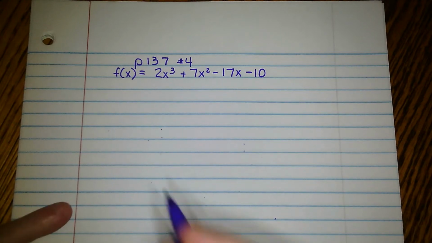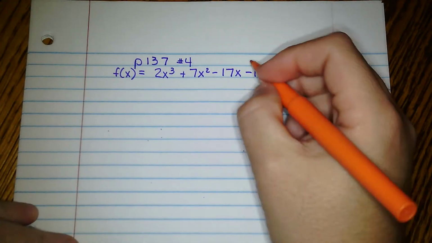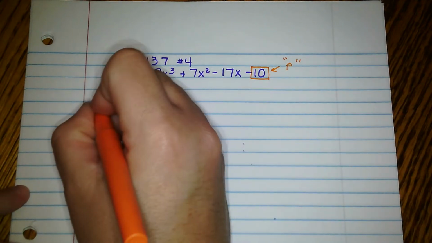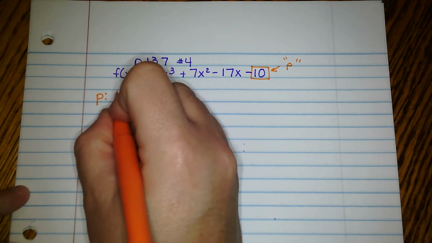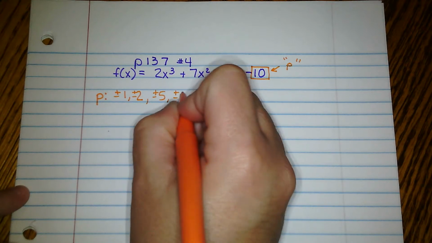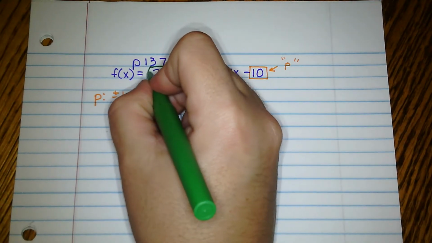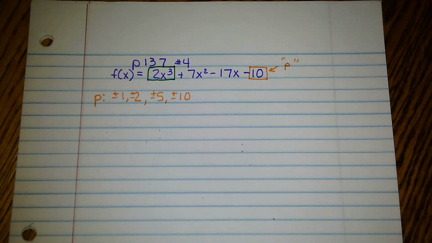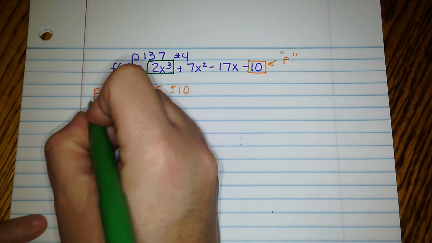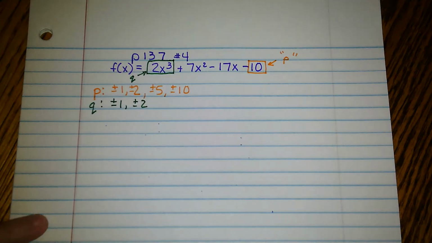Let's get started. The first thing we need to do is check for P and Q. So this is the rational roots theorem. P comes from our constant, which is 10. So P has factors of 1, 2, 5, and 10. Q is our coefficient of the x to the third term in this case. So our Q is plus or minus 1 and plus or minus 2 because those are the factors of 2.